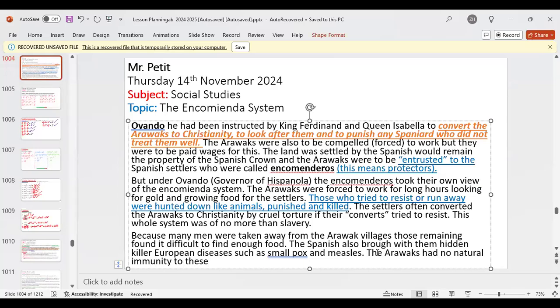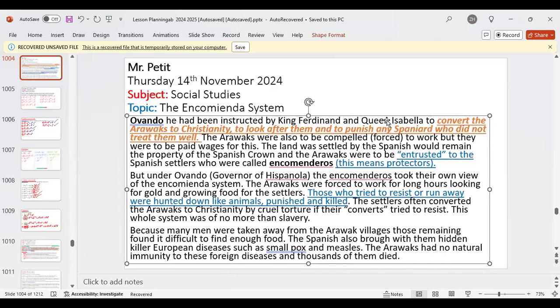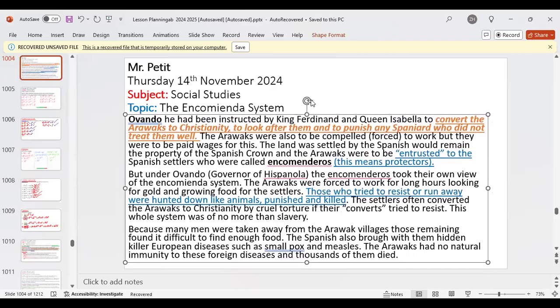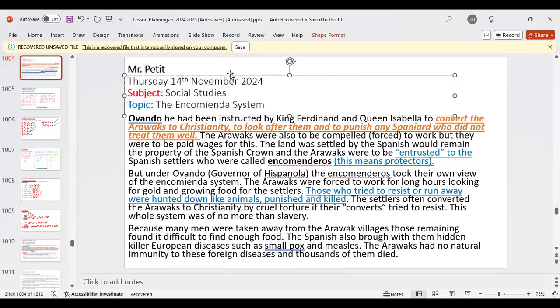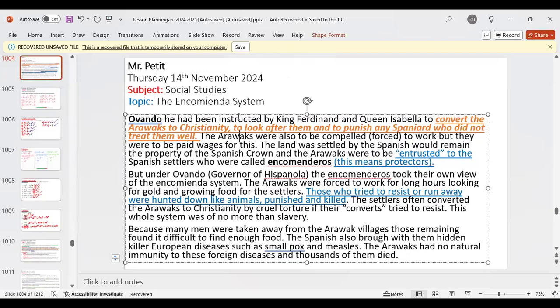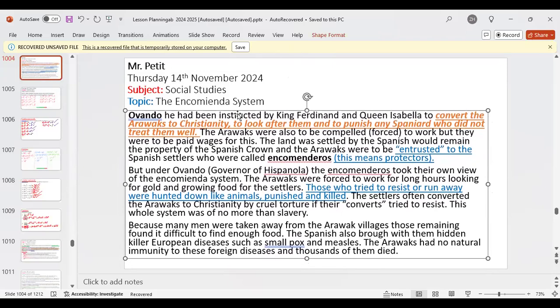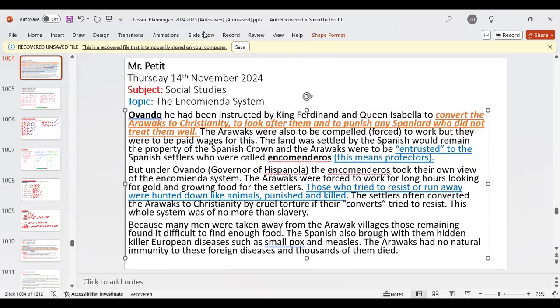Yeah, the Arawaks had no natural immunity to these foreign diseases. And a lot of them died because of it. Thousands of them died. So that's the fate. This is not only the economy and the system, but it's also the fate of the Arawaks. If I had to name it again, I would call it the income and the system and also the fate of the Arawaks, because we're not only looking at the income and the system, which eventually became slavery for the Arawaks. That's basically what it was.